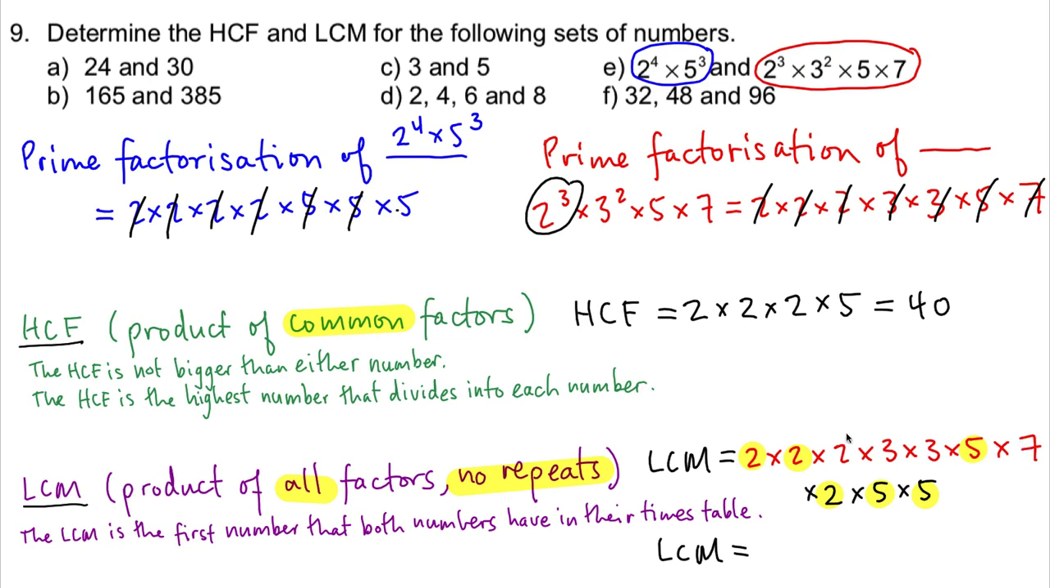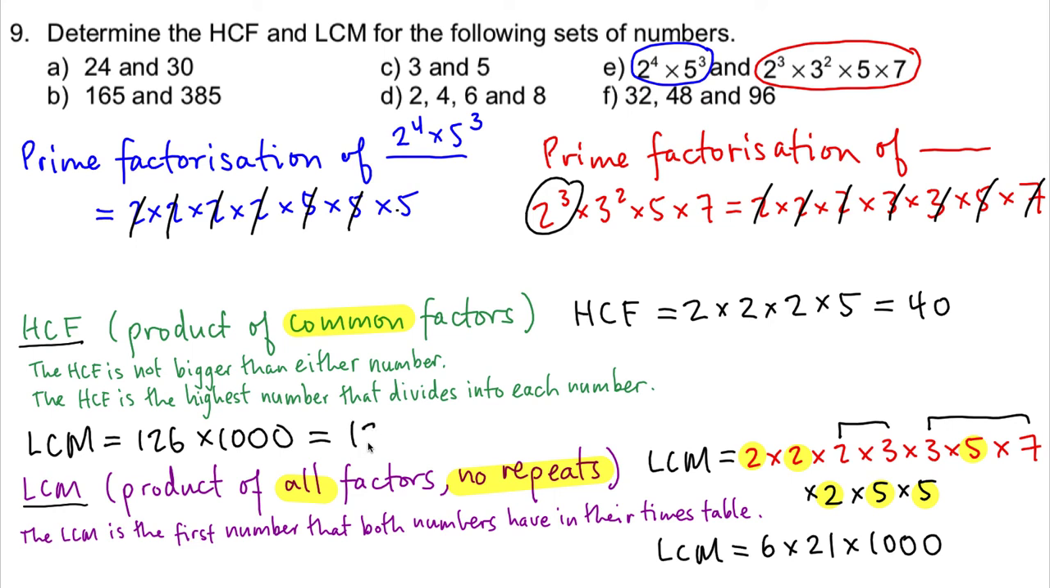So maybe I group these together. 2 times 3 is 6, and 3 times 7 is 21. So 6 times 21 times 1,000, and 6 times 21 is going to be 126. And so the LCM, which I'm running out of room for, is 126 times 1,000, which is 126 with 3 zeros. So 126,000. Okay, one more to go.